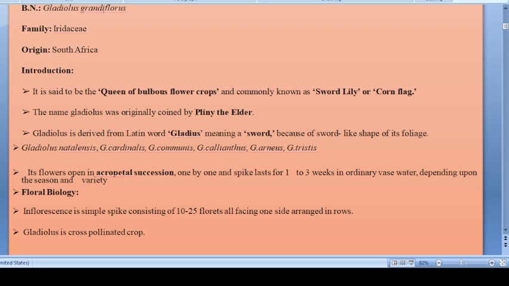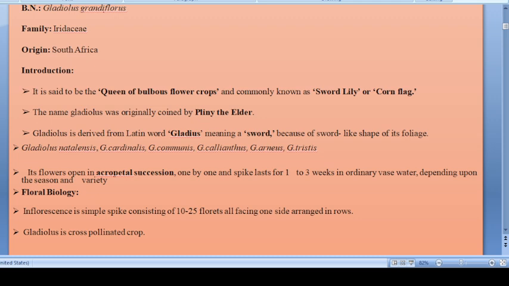In the initial years, when they coined the name Gladiolus or identified this flower, the two scientists who named it were Pliny and Elder. These are the two scientists who are associated with this particular name. The word gladis is derived from the Latin language and means sword. The leaves of this gladiolus, especially the foliage, look like a sword. That's why it is called sword lily also.